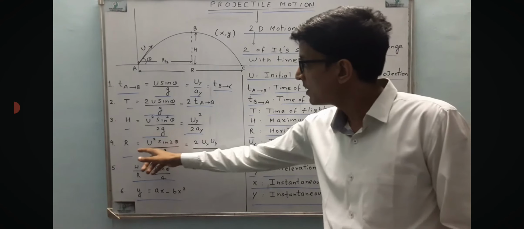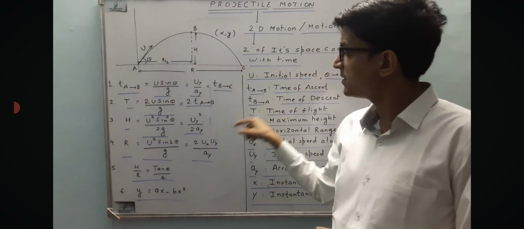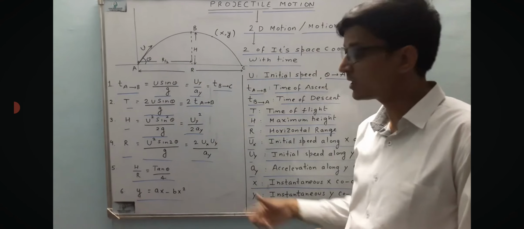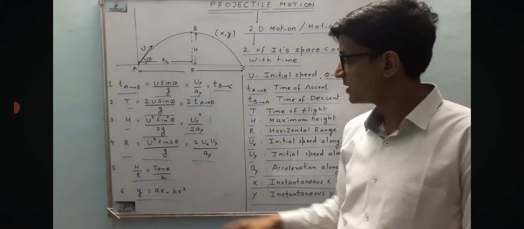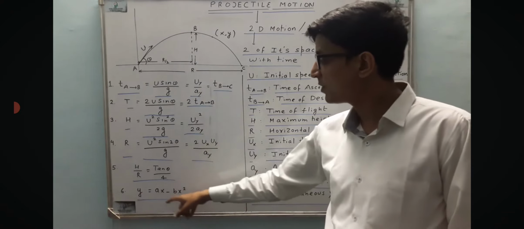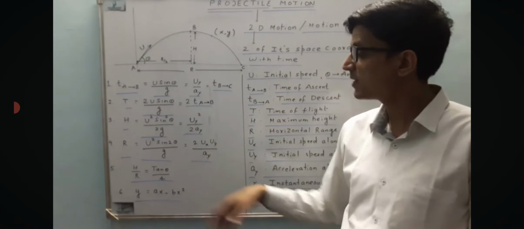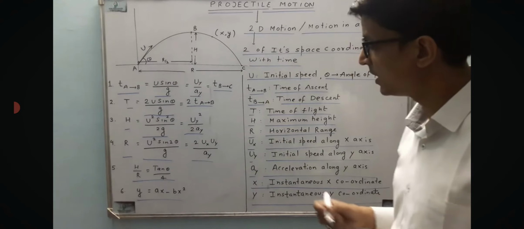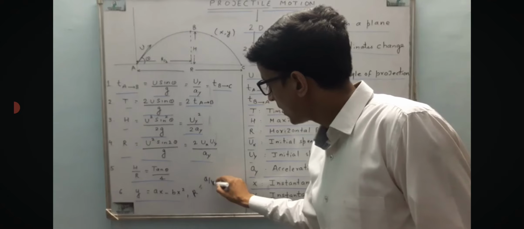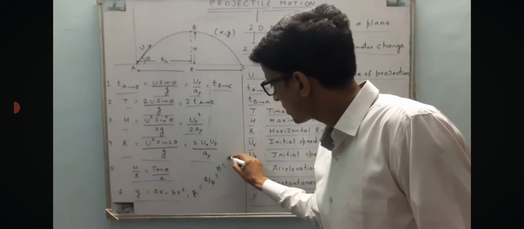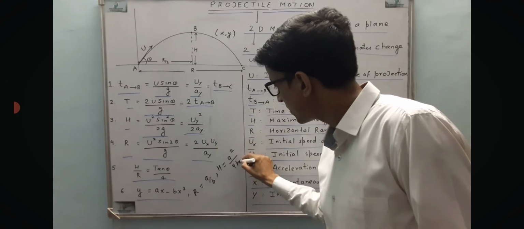Then we have the horizontal range, the distance AC. It is u square sin 2 theta by g, which can be written in another way as twice ux uy by g. The ratio of h by R is tan theta by 4, and the relation between y and x is y is equal to ax minus bx square. Here range is a upon b and the maximum height is a square by 4b. You can verify these by putting in the values.